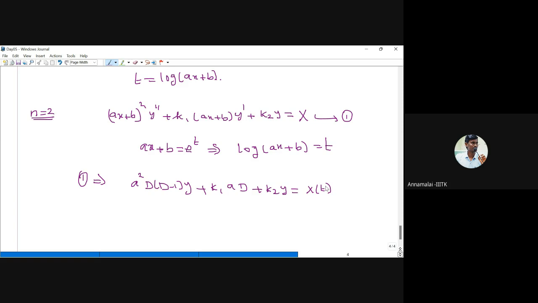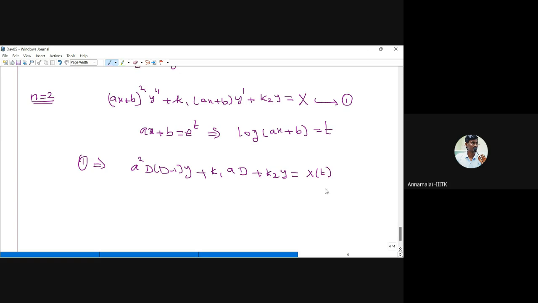Okay? So this is the equation with constant coefficients, and we can find the solution. Maybe we can solve one more problem related to this. Suppose we solve (1 plus x) whole squared into d square y by dx square, plus (1 plus x) into dy by dx, plus y, equal to 2 times sine of log of (1 plus x).